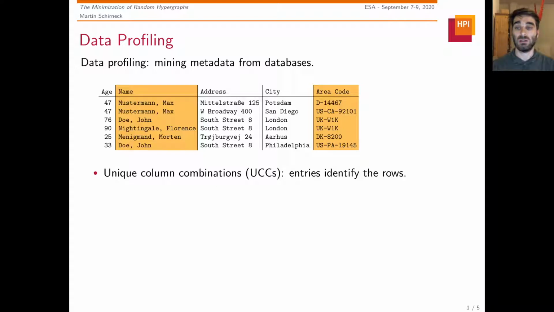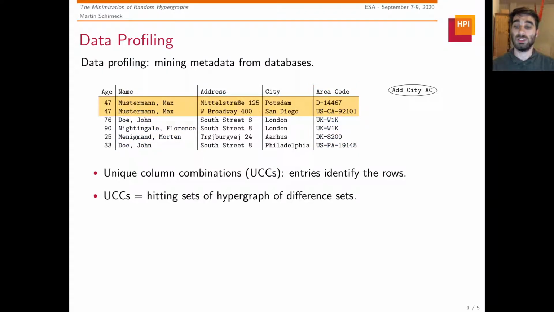These are sets of columns such that the value combinations there appear at most once. So if you tell me that the name is John Doe and he lives in UKW1K, I know that you are talking about the third row and the third row only.